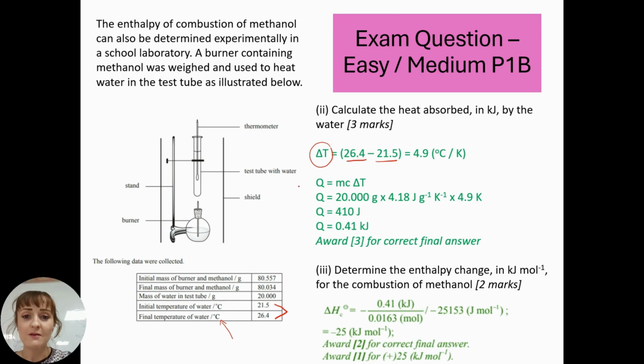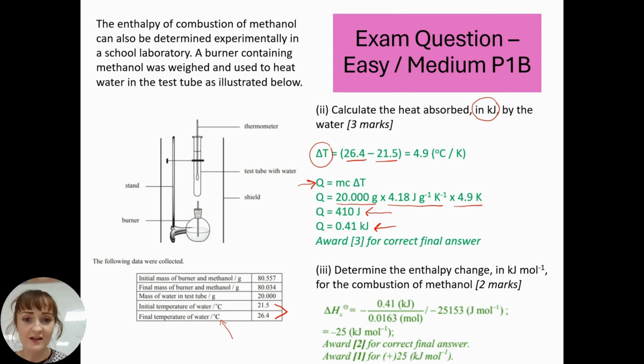Using the formula Q is equal to MC delta T, which is given to you in the data booklet, I can input the mass of water from the test tube multiplied by the specific heat capacity and by the temperature change. That works out at 410 joules. Remember, the question asked you to quote your value in kilojoules, so that is 0.41 kilojoules.